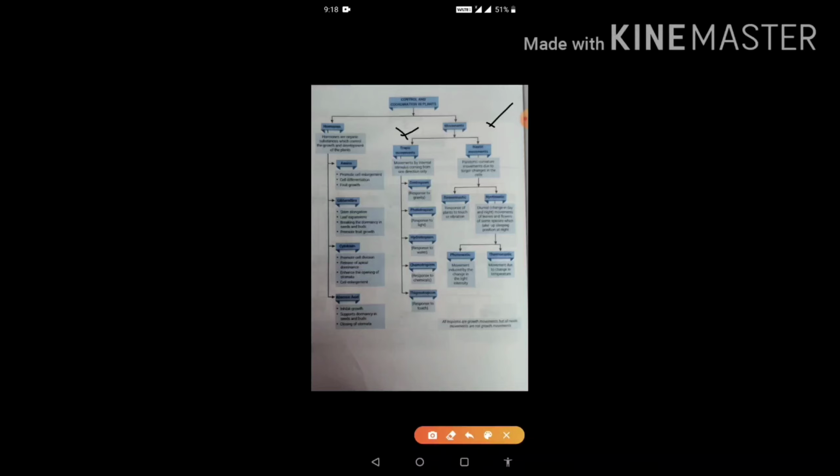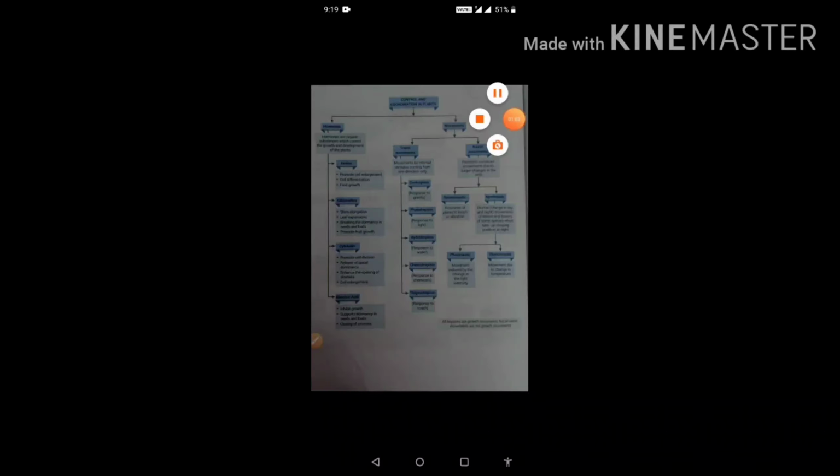Today we are going to learn how plants are controlled by plant hormones. So there are different types of plant hormones like auxins, gibberellins, cytokinins and abscisic acid. First of all, let us know what plant hormones are. Plant hormones are certain organic substances which control the growth and development of the plants. And the different plant hormones have different functions.